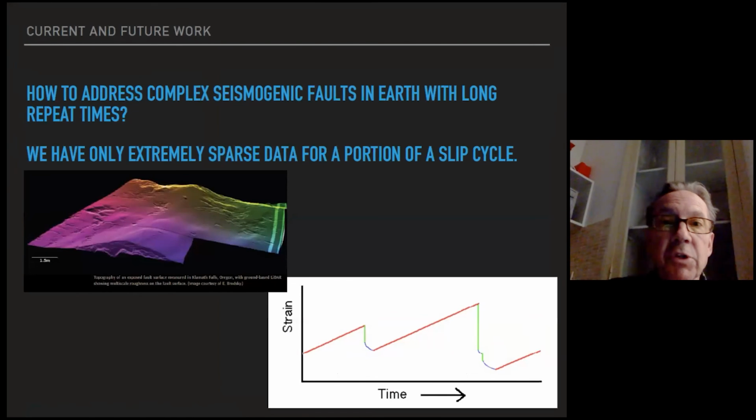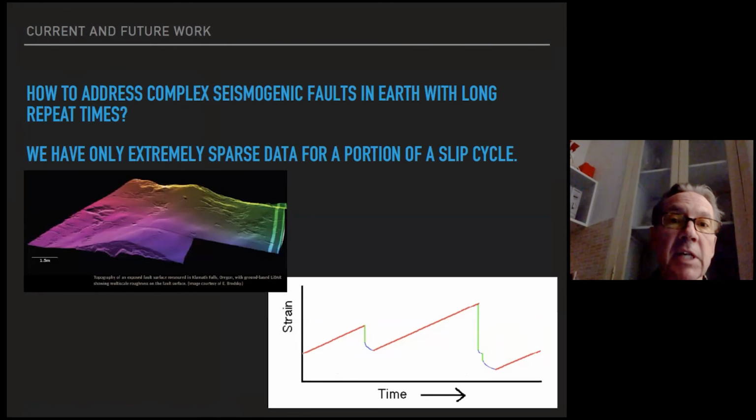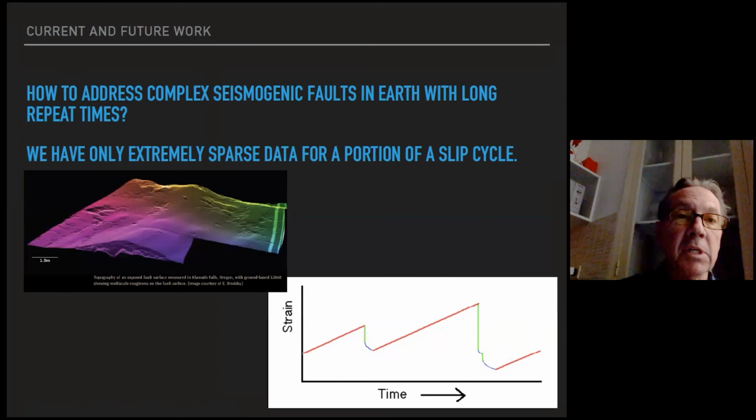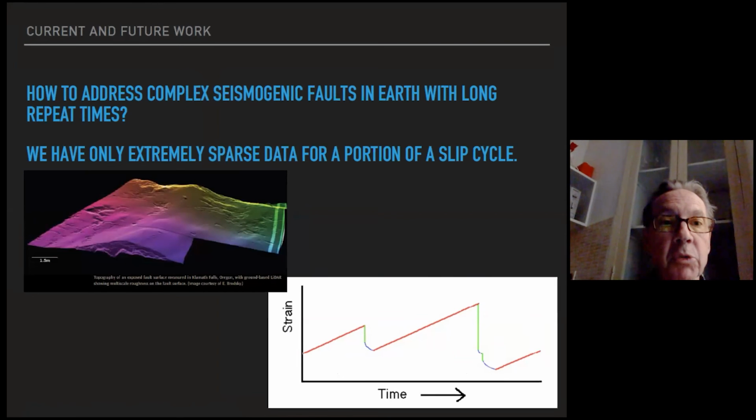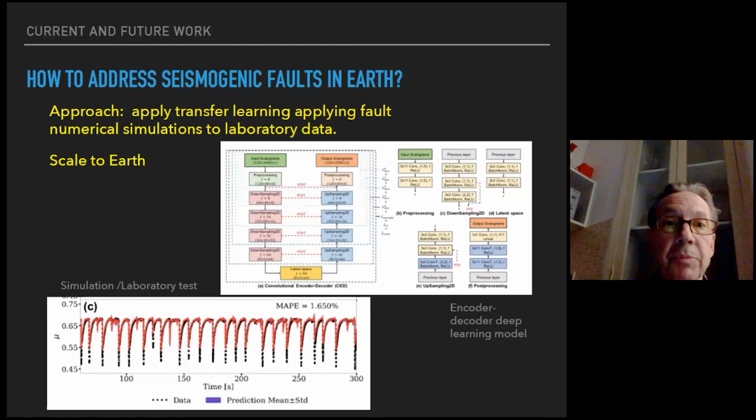I'm going to just mention one last thing and then stop. But the question is, how do we address the complex seismogenic faults in Earth with long repeat times? This is the question we are all interested in, right? Everybody listening in and our team, we're all doing all this work because we're interested in trying to see if we can understand ways to obtain more information about a seismogenic fault, which gives us the damage from an earthquake. Again, we only have sparse data because typically we only have data measured over a portion of a slip cycle. So next slide, please, just to describe our general approach.